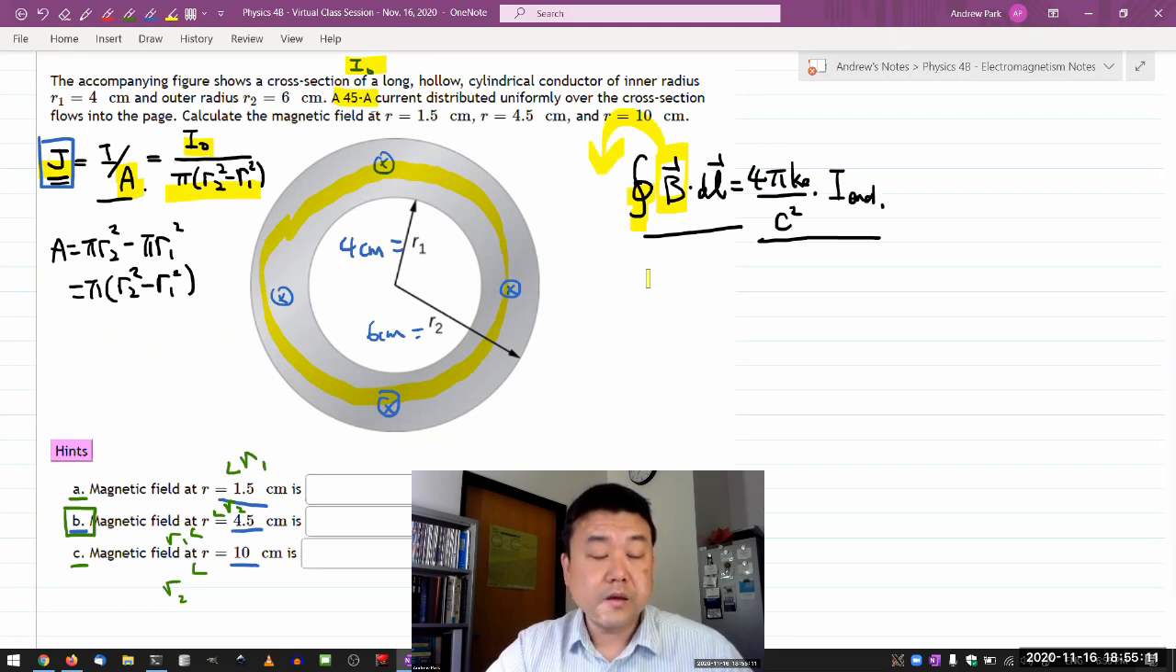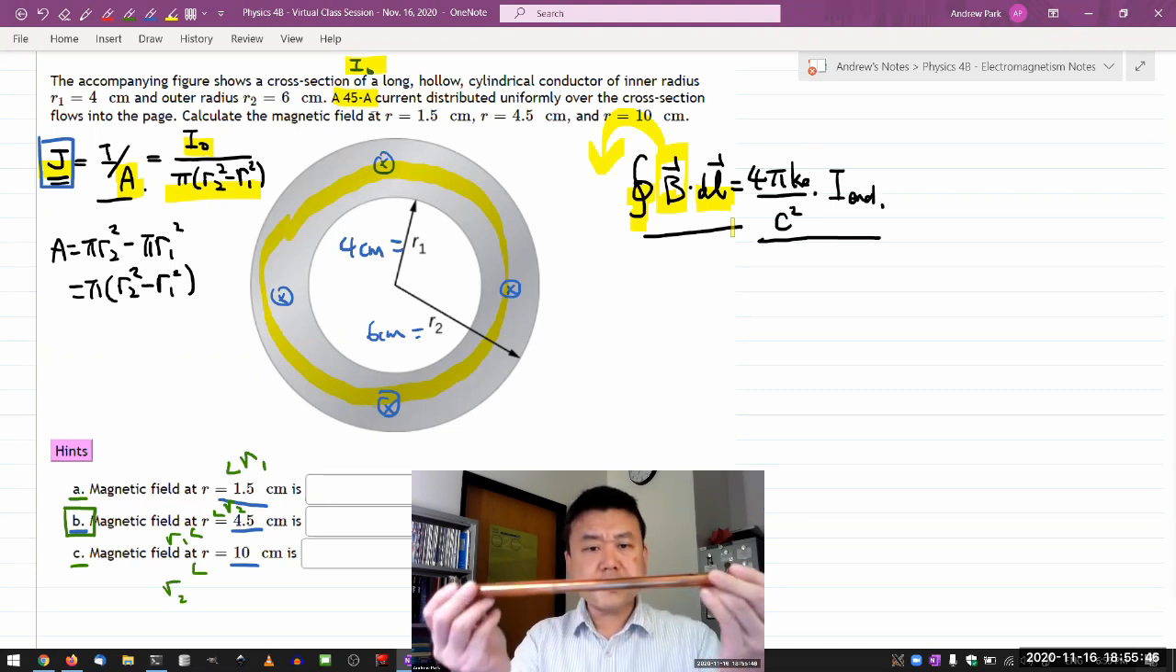You have to think of a symmetry that fits with this setup, and you have to choose your loop dl that you are integrating over in such a way that the dot product of the magnetic field and dl will be constant, or it'll be something that you can work out without knowing the exact value of B over the path. So for a cylindrical arrangement like this, it has two symmetries that are useful.